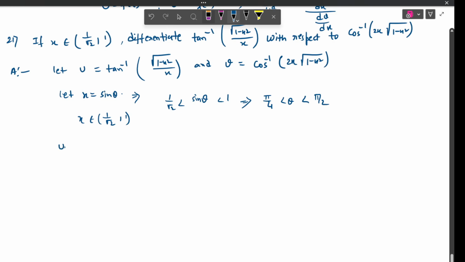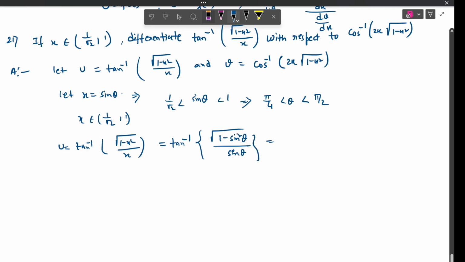Now our u is tan inverse square root 1 minus x square by x. Right. So this is tan inverse square root 1 minus sin square theta by sin theta. So this would be cos theta, 1 minus sin square theta is cos square theta, square and square root cancel out, cos theta by sin theta, that is cot theta. Right? So this would be tan inverse cot theta.